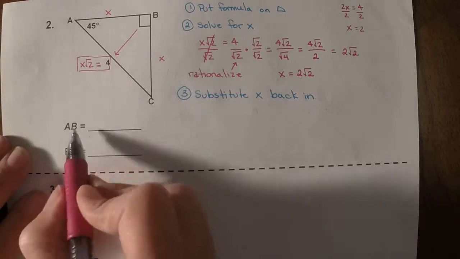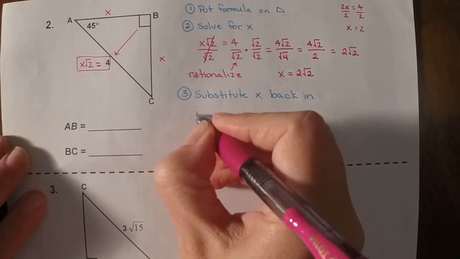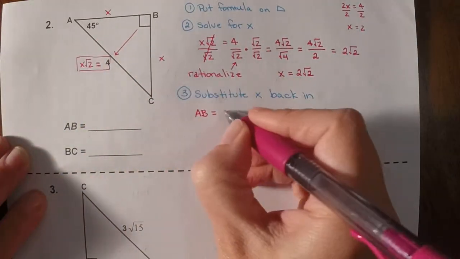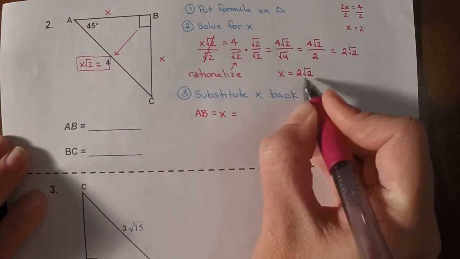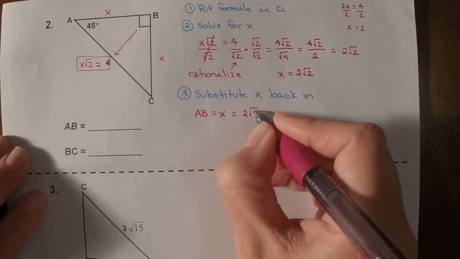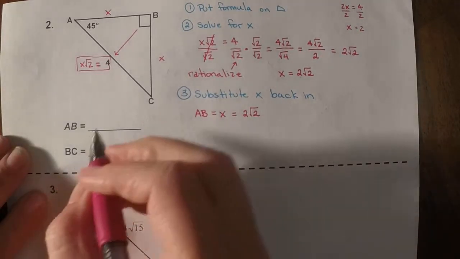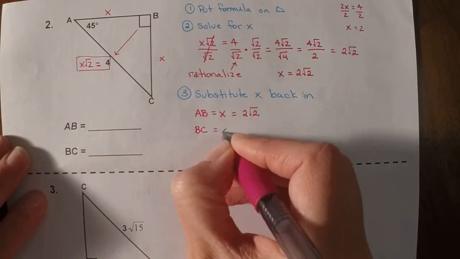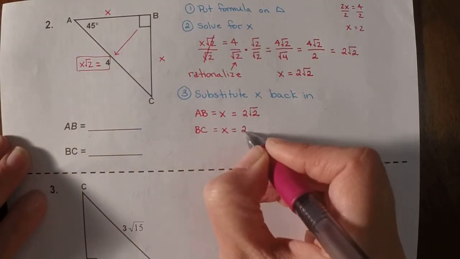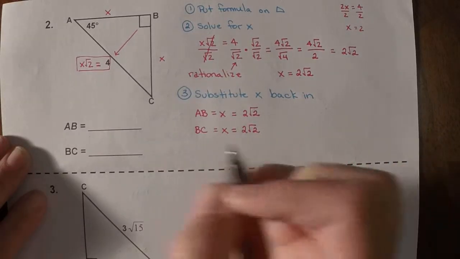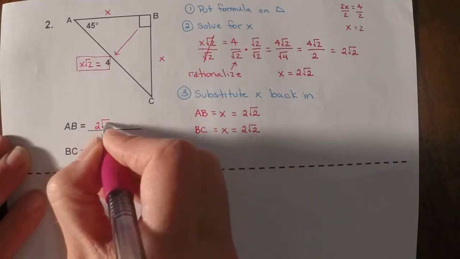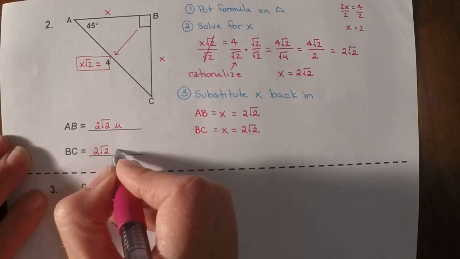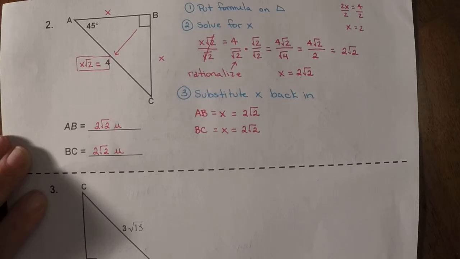So the first thing they asked me for was AB. So if I look at AB on my triangle, AB is just x. Well, x is 2 root 2. And then BC is the same thing. BC is x. So this is 2 root 2. So here I would have 2 root 2 units and 2 root 2 units, which again should fit our formula.